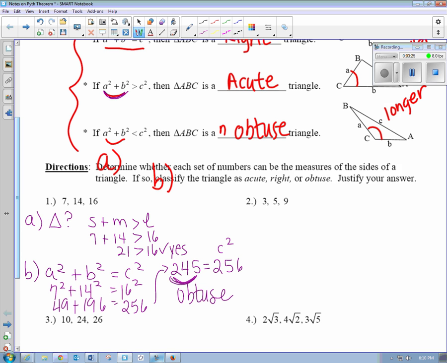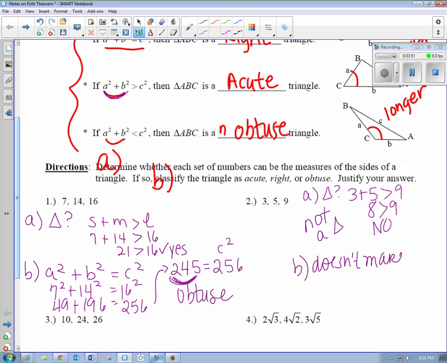When I compare in question number 2, is this a triangle? It means is 3 plus 5 greater than 9? Is 8 greater than 9? No. So this is not a triangle. If it's not a triangle, then part B doesn't make sense. And I'll give you an example that will help you understand that.